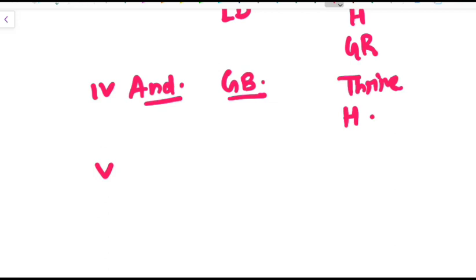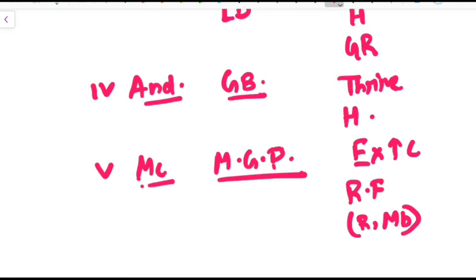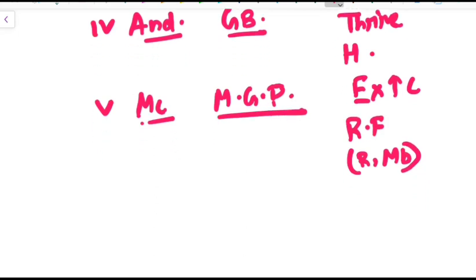Glycogen storage disease type 5 is McArdle's disease, due to a defect in muscle glycogen phosphorylase. It will cause mild exercise induced cramps, renal failure due to rhabdomyolysis and myoglobinuria, and the second wind phenomenon can also happen.